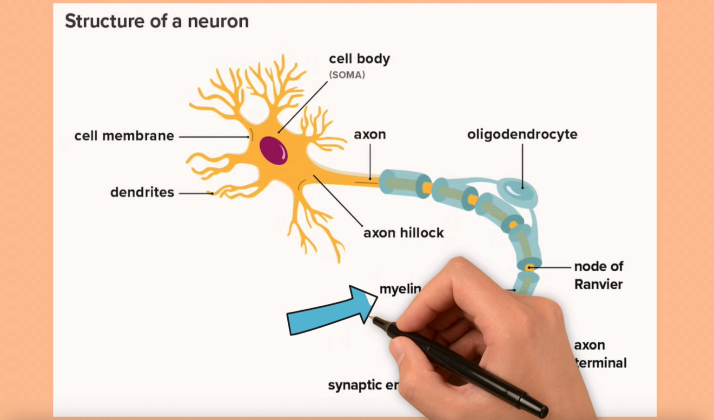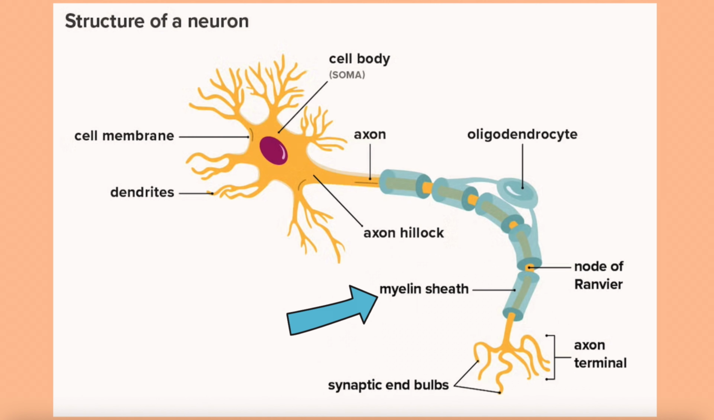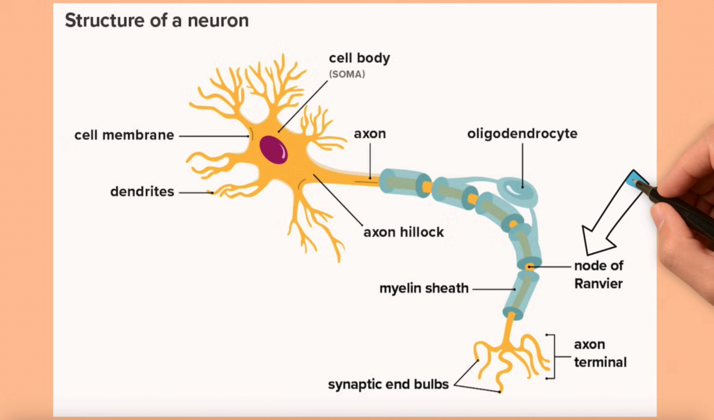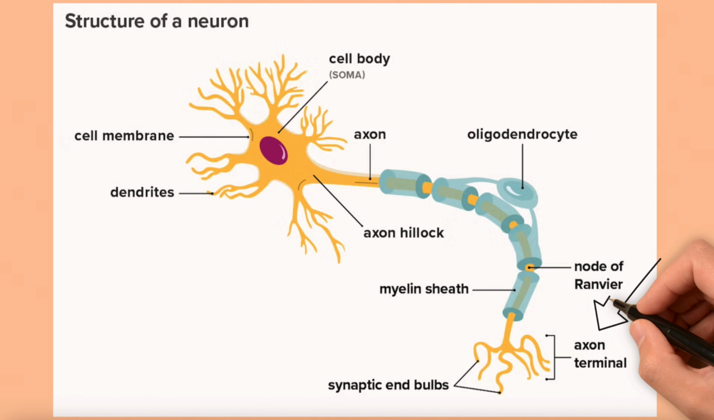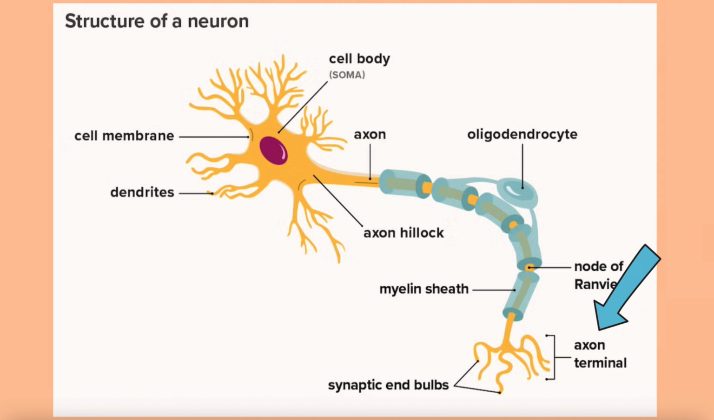Myelin sheath is a layer that speeds up the message transmission. Node of Ranvier is the region of axon that is not insulated by myelin. Finally, axon terminal or terminal buttons are found at the end of the axon and release neurotransmitters to the synapse.